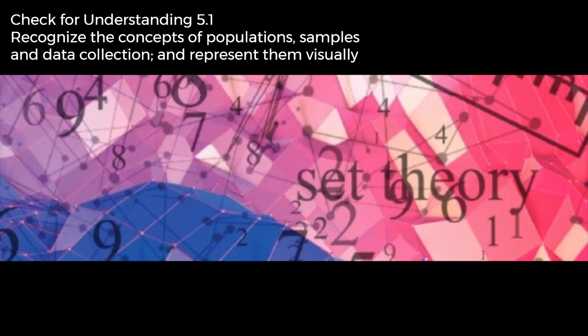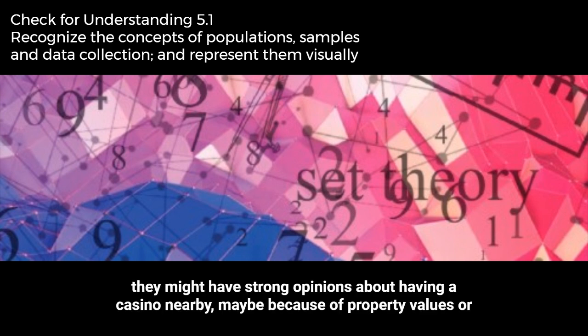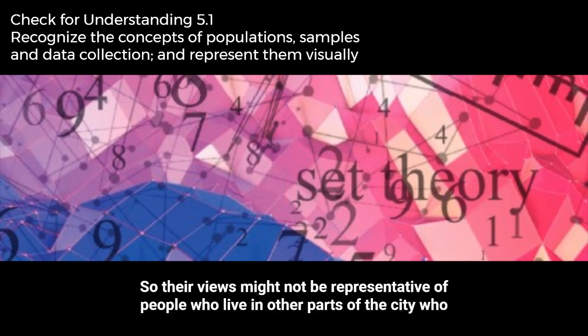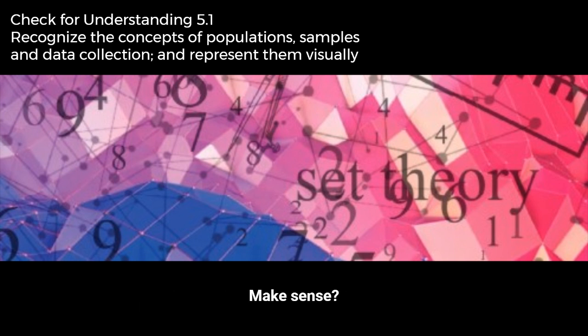Probably not, right? Not really. And plus, people living in those condos, they might have strong opinions about having a casino nearby, maybe because of property values or traffic, things like that. Yeah, they'd be more directly affected. Exactly. So their views might not be representative of people who live in other parts of the city who might not be as affected by a casino. Makes sense. Okay, so that's not really random.